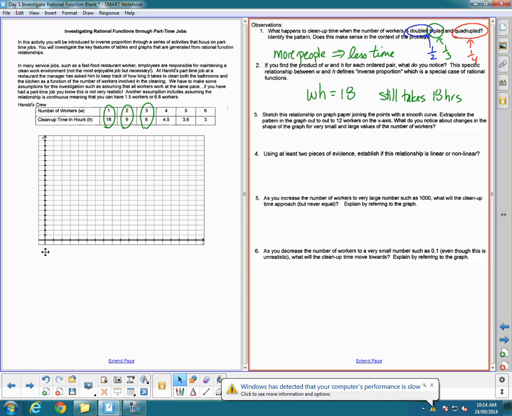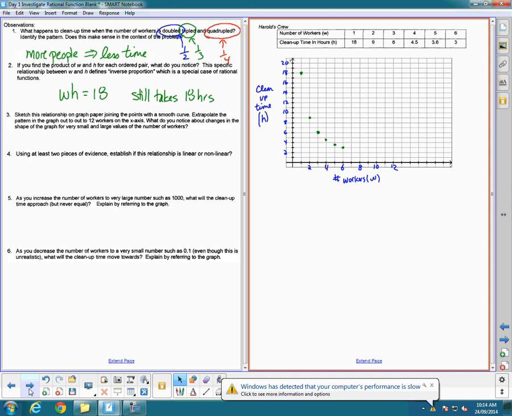So now you were asked to sketch it. So let's just look ahead and see what the sketch looks like. So you have these points, number of workers along the bottom, cleanup time there. And it asks in this number 3 to extrapolate this. So we're going to go on and continue the pattern a little bit. So we stopped at 6, and for 6 it took 3 hours. So then if we went to the next one, 8 people, it would be 2.25 hours. Be about here.